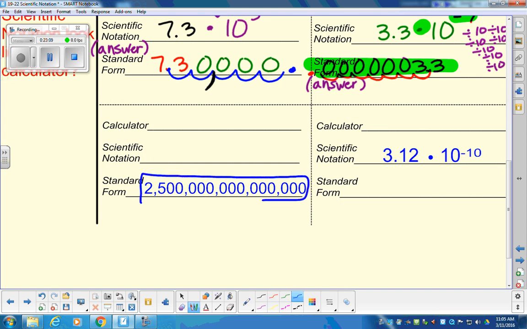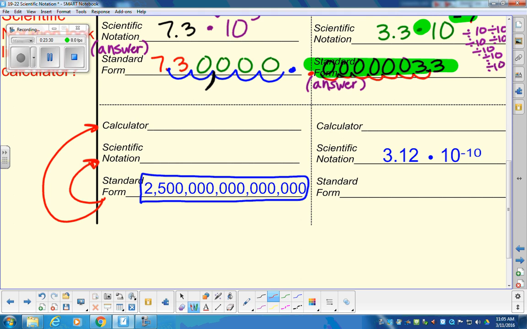Worked it out on paper, threw it in my calculator. My calculator is like, whoa, I can't fit all of that on the screen. So what the calculator is going to show us is the scientific notation version. So let's first convert to scientific notation.